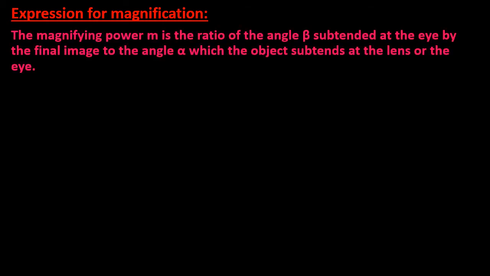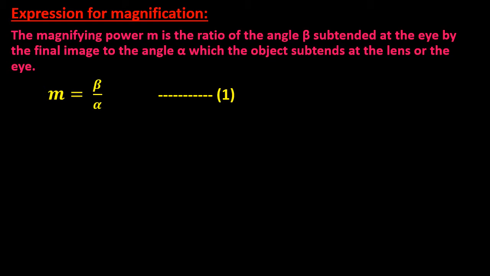Now from the above ray diagram, let us derive an expression for magnification when the final image is formed at infinity. Here we define magnification in terms of angles alpha and beta, which is the magnifying power m, the ratio of angle beta subtended at the eye by the final image to the angle alpha which the object subtends at the lens or the eye. So in mathematical form we can write m equals beta by alpha. Let this be equation number 1.